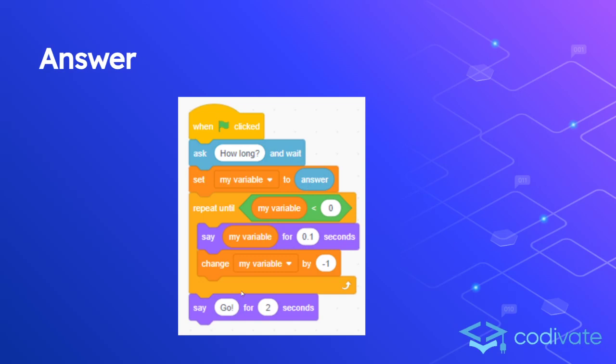And this will work. It'll keep counting down from whatever number you put in. If your user tries to be tricky and puts in like a negative number, it just won't do anything. It'll just say go, because if you put -2 in here, -2 is less than 0. So it'll just not do any of the looping and just say go.